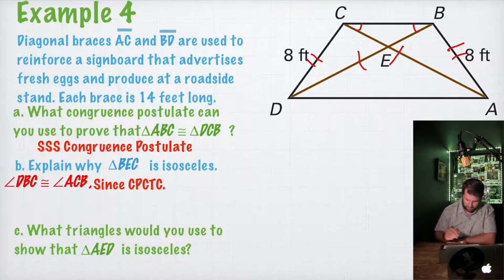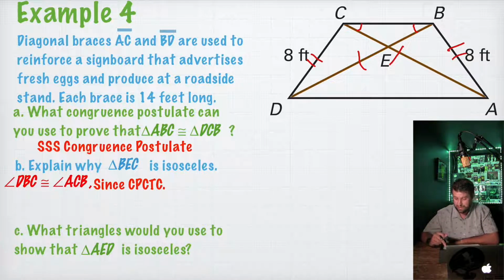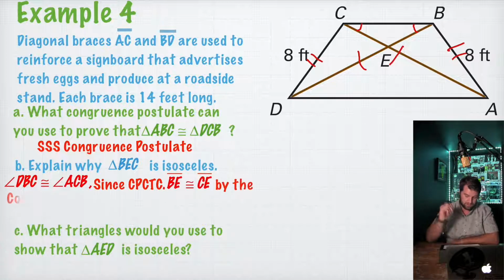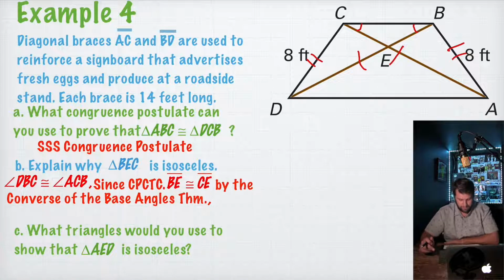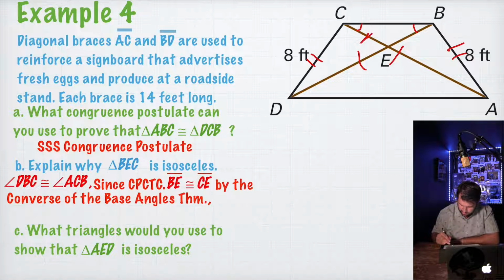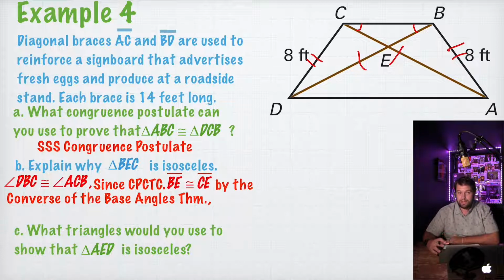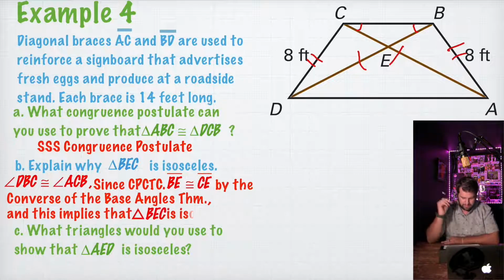Now, we're ultimately trying to show that BEC, this triangle right here, is isosceles. Well, we know these base angles are congruent, and we know that the converse of the base angles theorem says if the base angles are congruent, the sides opposite them are also congruent. So we can say that CE is congruent to BE, or BE is congruent to CE, by the converse of the base angles theorem. Okay, now that we know that the two sides are congruent, this side right here and this side right here, that implies that triangle BEC is isosceles.